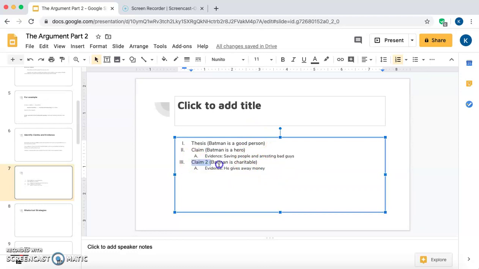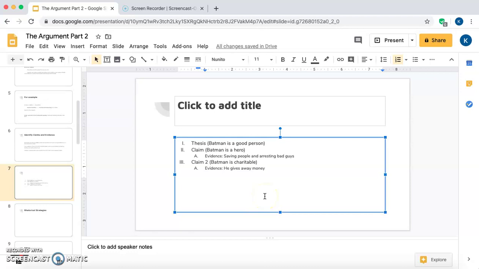Now, let me focus in on this particular claim, because I know that this is an example, but I don't want you to mishear me or misrepresent what this example was. This example was just off the top of my head that I would flesh out if I were actually writing. To say that Batman is charitable and that he gives away money doesn't really tell us much. Now that Batman is charitable, that's a fine claim to make. That's perfectly fine. But all this piece of evidence is doing right now is saying he gives away money.